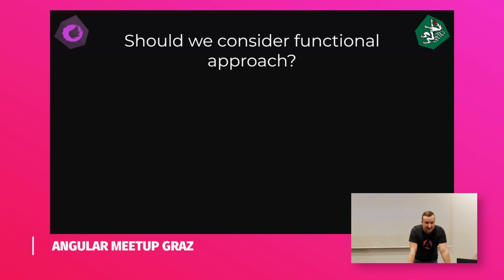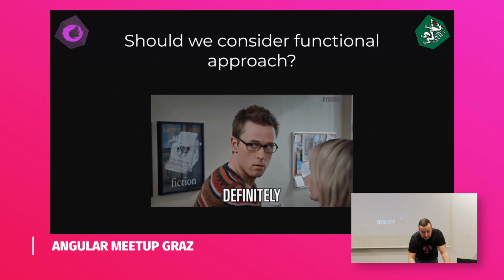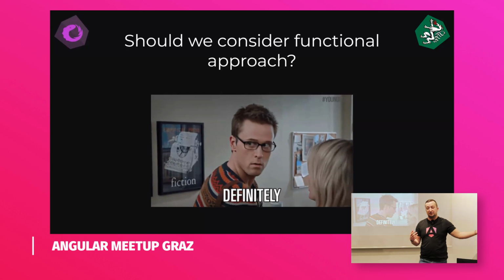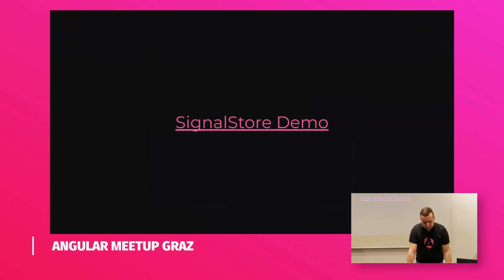So then I asked myself, okay, should we consider a functional approach? And yeah, I think that we should. We should provide a state management solution that solves the limitations that we just mentioned, but we should also provide a state management solution that provides native or first-class support for the new reactive model that the Angular framework provides. And let's now see the SignalStore in action.